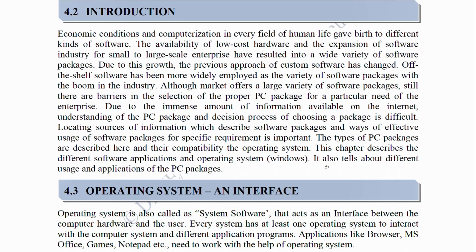Due to the immense amount of information available on the internet, understanding of the PC package and decision process of choosing a package is difficult. Locating sources of information which describe software packages and ways of effective usage of software packages for specific requirement is important. The types of PC packages are described here and their compatibility with the operating system. This chapter describes the different software applications and operating system, Windows. It also tells about different usage and applications of the PC packages.